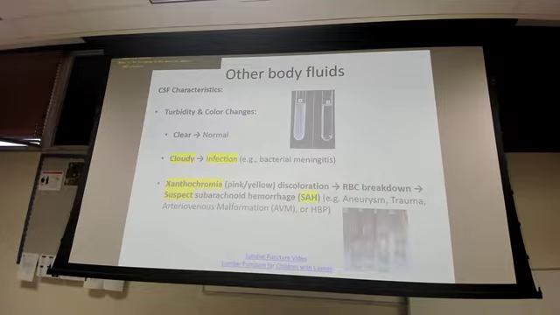So here are some CSF characteristics. Normal CSF is supposed to be clear. So if we see something that's turbid like this, like that one that's labeled with A, we're thinking some type of infection. More than likely bacterial meningitis.